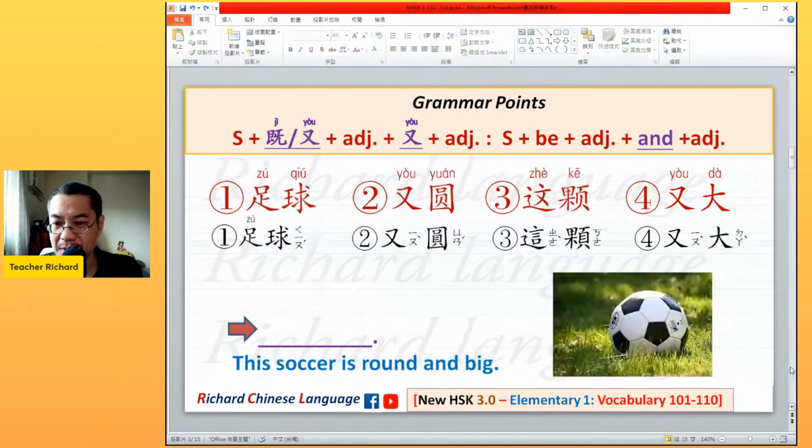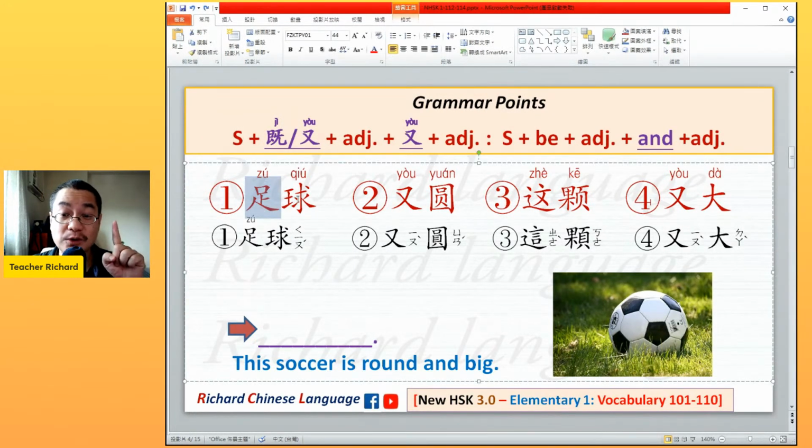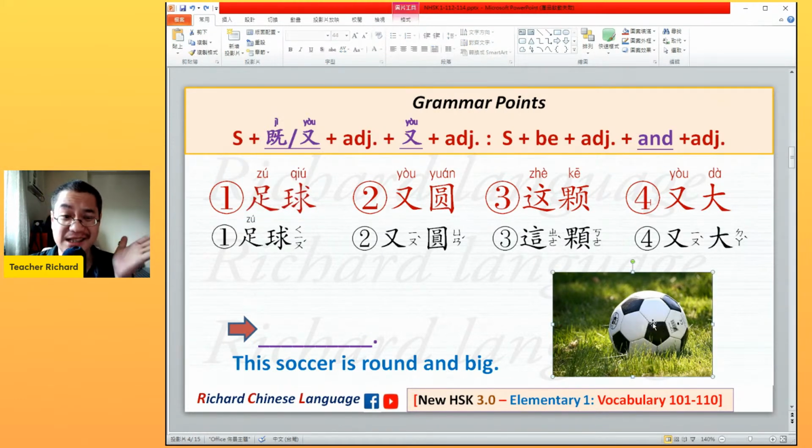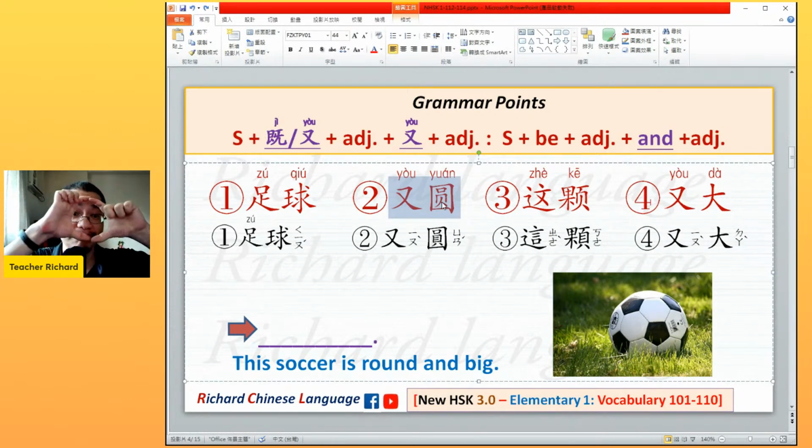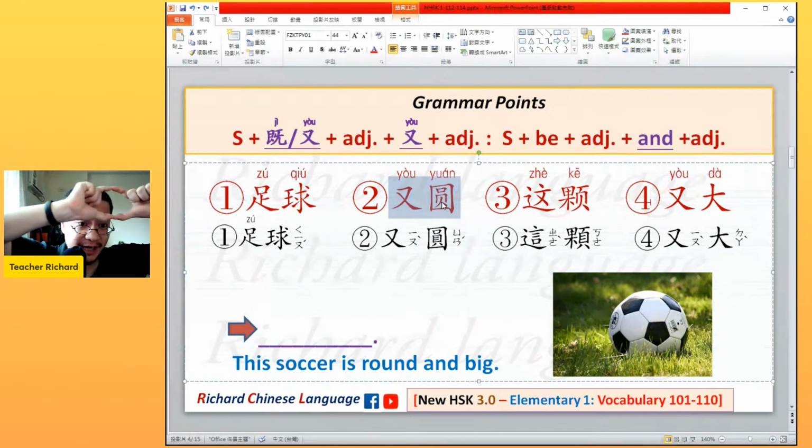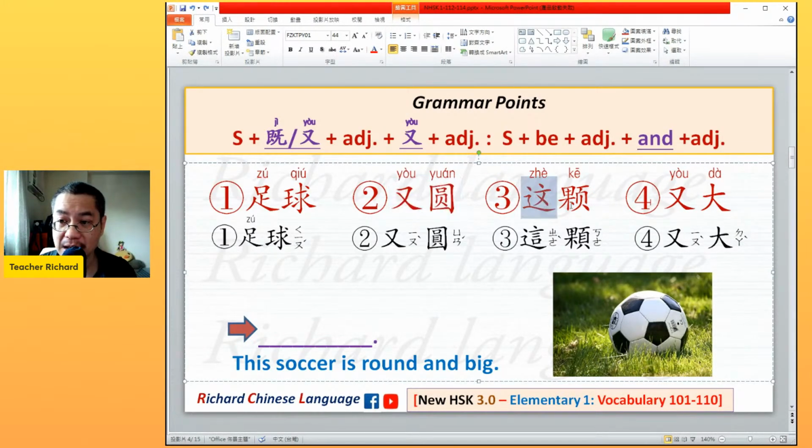Okay, let's continue. Let's practice one more quiz. 足球. What is 足球? This is soccer. This kind of ball we say 足球又圆, round. 又圆. 这颗, 这 means this, 颗 is a measure word for a ball. 颗又大. This one is quite easy. What's the answer?